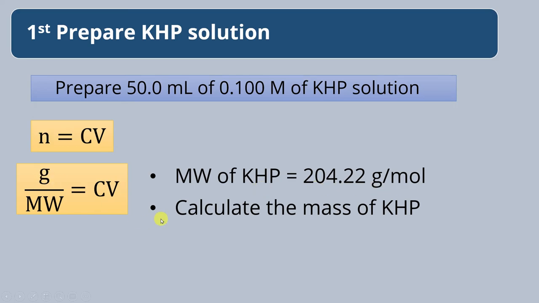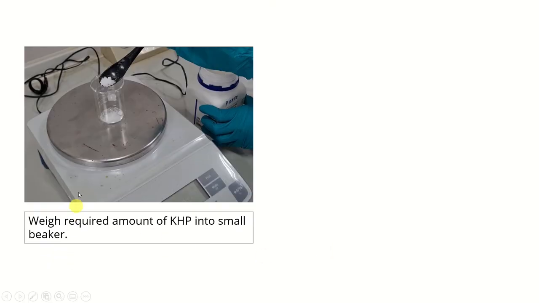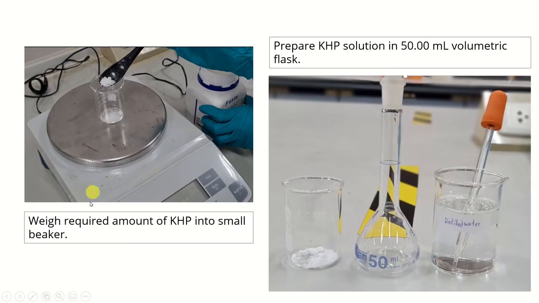So the first task for you is to calculate the mass of KHP that you need. So everyone has to do this before going to the lab. Once you know the mass of KHP, then you go to weigh the required amount of KHP into a small beaker.